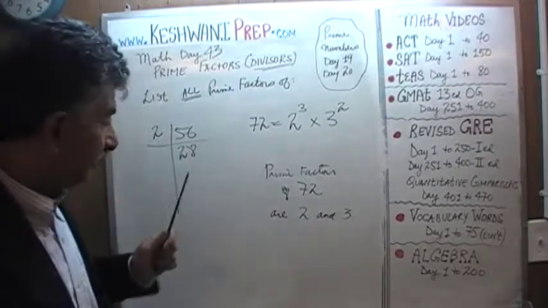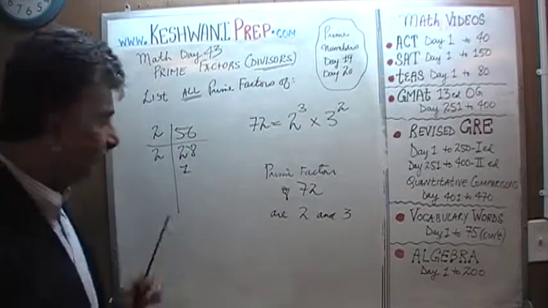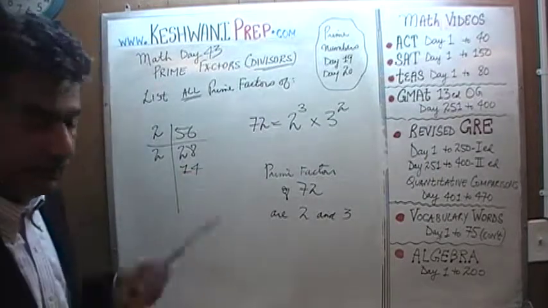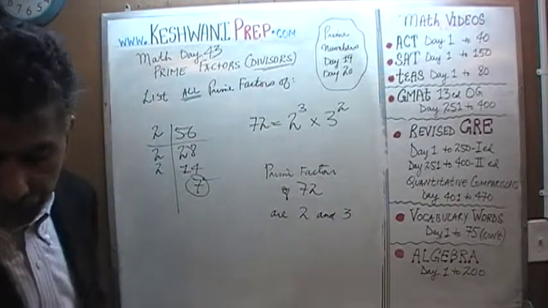28 is an even number. Let's divide by 2. 2 has 1 2, and 8 has 4 2's. 14 is an even number. Let's divide by 2 one more time, and we get 7. 7 is a prime number. That's where the story ends.